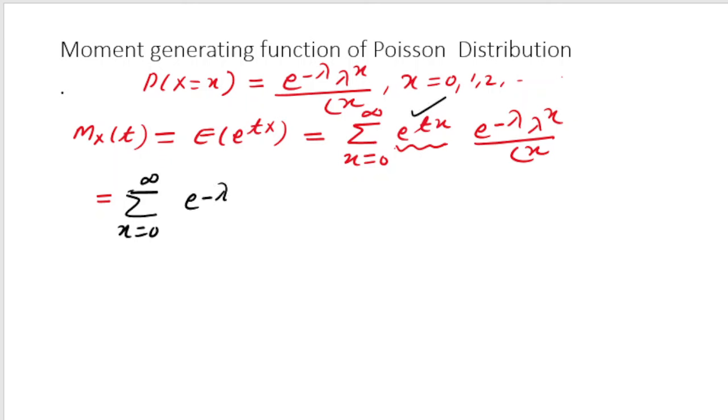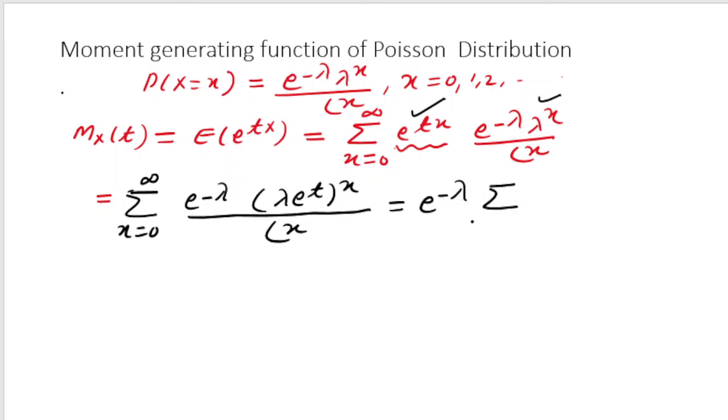And if you look at this term here and this term here, both of these terms can be written as (lambda e to the power t) whole to the power x. I combined these two terms and then I wrote factorial x. Now just to save space, I am continuing this side. E to the power minus lambda is a constant, so it can be taken out of the summation.